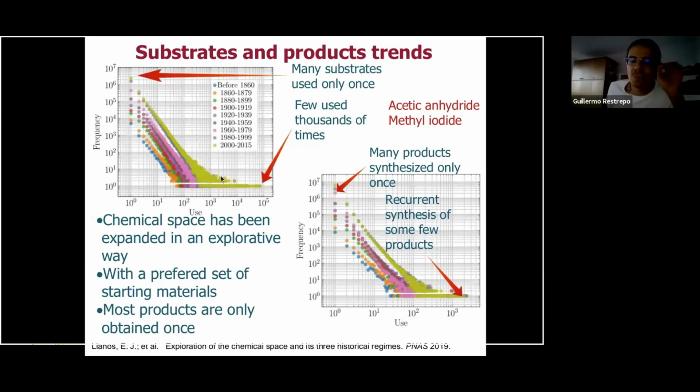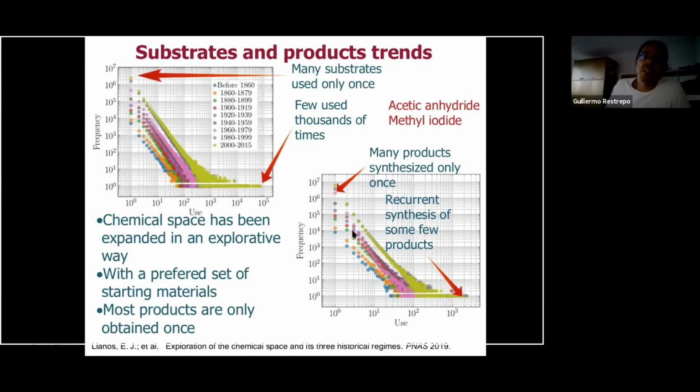But there are some very few substances which have been used thousands of times, and normally those substances have been the same. It's something like a recurrent pattern. That was what I mentioned in the previous talk and with my question, that this is something like an instance of path dependencies. It has to do with the way of doing chemistry. Some of these substances which have been used a lot over the history of chemistry are, for example, acetic anhydride and methyl iodide.